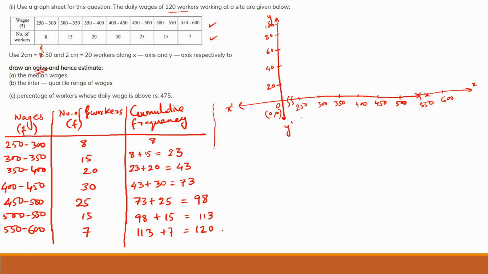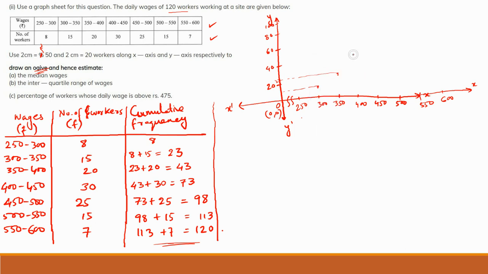Now this thing you have to plot on the graph sheet basically. Okay, so now let's say 250 to 300 is 8. You have to put the highest range, which is 300, so on 250 to 300 you put it on 300, this is 8, this point. Now say 300 to 350 is 23, it will be somewhere here. This is 23. Okay. Now 350 to 400 is 43. This is 43, somewhere here.